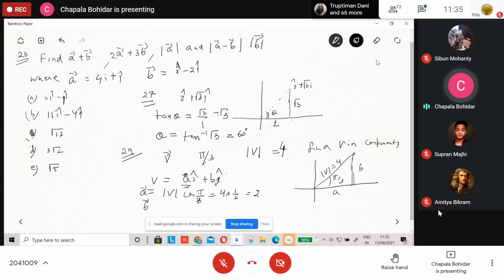B, component I am writing, not vector. B is equal to absolute value of V sin pi by 3, which is 4 into sin pi by 3. Root 3 by 2. Yes.